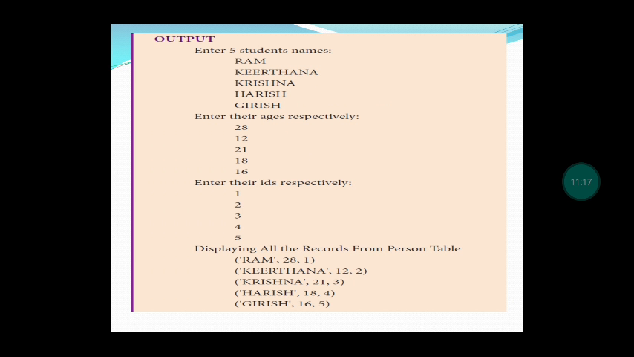Next, enter their ages respectively. The user has given the ages as 28, 12, 21, 18 and 16. And again we are getting the ID of the students: 1, 2, 3, 4, 5. And we are displaying all the records from the person table. So we got the name, age and ID. It has been displayed. All the inputs we received from the user, and we have displayed the output.